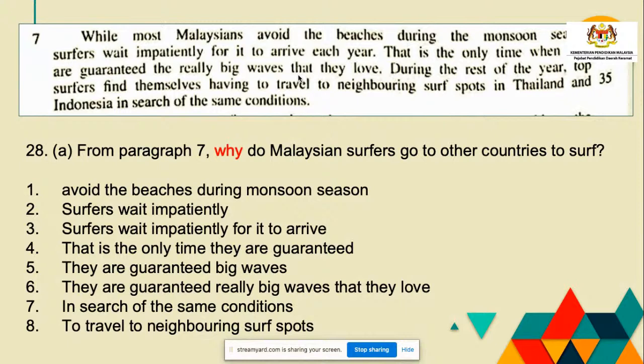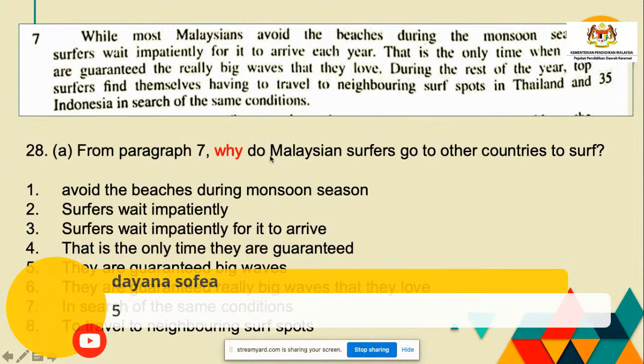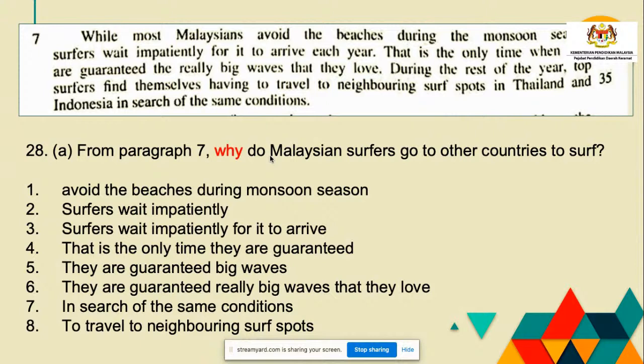Okay, so kat sini jawapan dia. Soalan ni mudah. Why do Malaysian surfers go to other countries to surf? Dia kata, kenapa rakyat Malaysia ni pergi meluncur ke negara lain? Kenapa? Okay, so kita cari idea dia, kita cari jawapannya. While most Malaysians avoid the beaches during the monsoon season, dia kata Malaysian akan tak nak pergi ke pantai ataupun laut apabila musim hujan. Kan, orang Malaysia memang tak nak pergi ke laut waktu musim hujan kan? Okay.